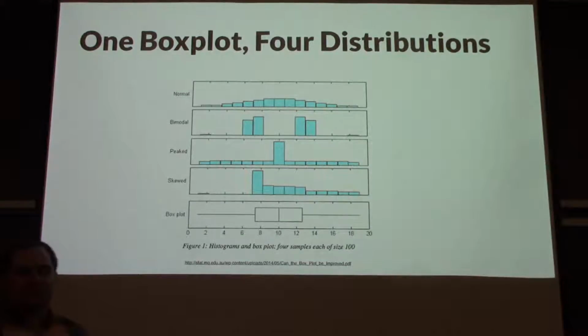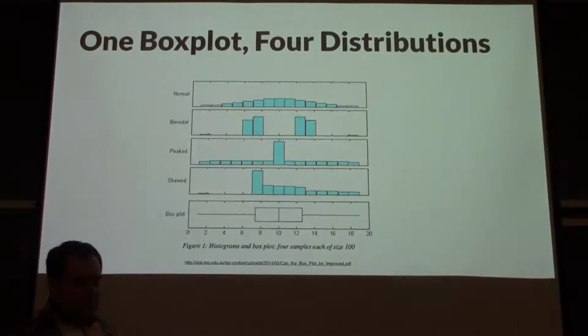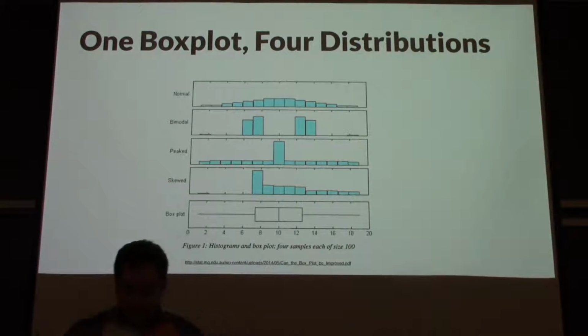So this just shows you that box plots are a good indicator under the assumption that you have something like a normal distribution. But if you have something like a peaked distribution, a bimodal distribution, or a skewed distribution, it might not be the best choice.